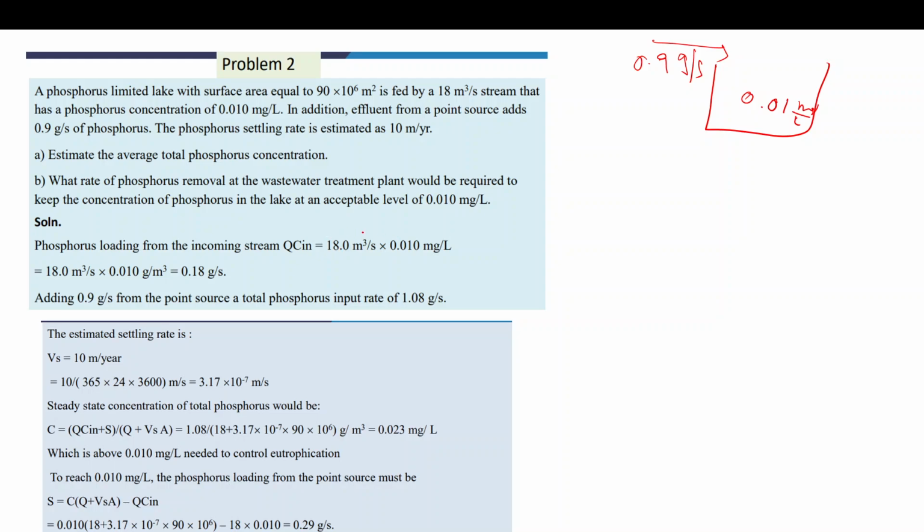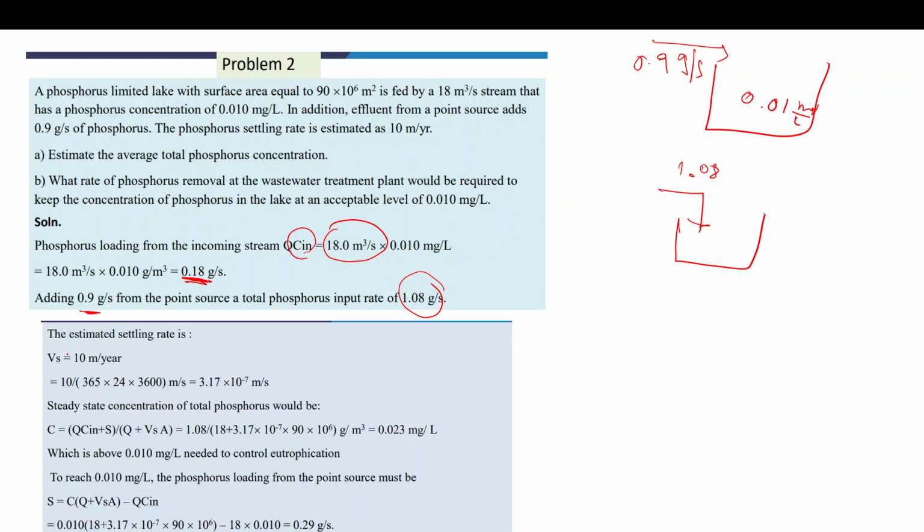Okay, so if a stream is coming at the flow rate of this, and it has concentration C in of 0.01, so it is adding phosphorus at a rate of 0.18 gram per second, and another wastewater stream which is adding 0.9 gram per second. So if you add up those, it will be 1.08 gram per second, the amount of phosphorus which is being added into the lake. Now, obviously, there will be some flow.